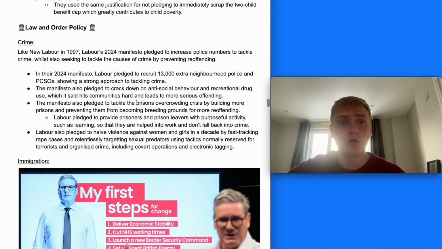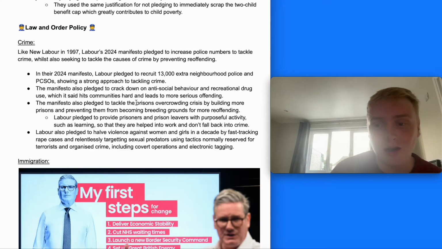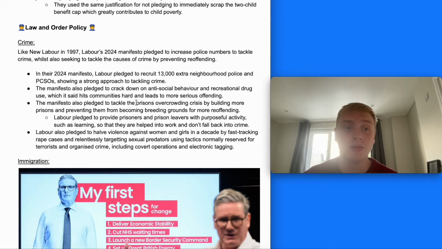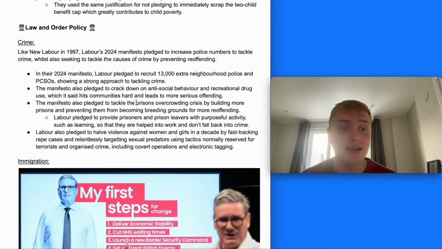In terms of law and order policy on crime, like New Labour, and I'm going to be saying that quite a lot of times when we look at Labour Party policy, they pledged to increase police numbers to tackle crime while also seeking to tackle the cause of crime. So they pledged to recruit 13,000 extra neighbourhood police and PCSOs, showing a strong approach to tackling crime.